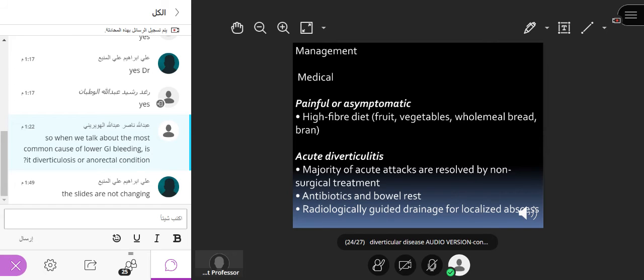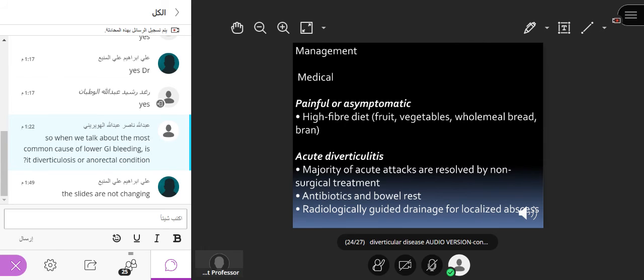Management: I told you before, painful or asymptomatic, just relieve the constipation, nothing else. High fiber diet, which is fruit, vegetables, whole meal bread, bran, like this, and even jogging and walking, good mobility. They will lead to relief of the constipation, and you will have regression of the diverticula and no symptoms then. If it is acute diverticulitis, I told you, antibiotics, and if there is pus formation, drainage.